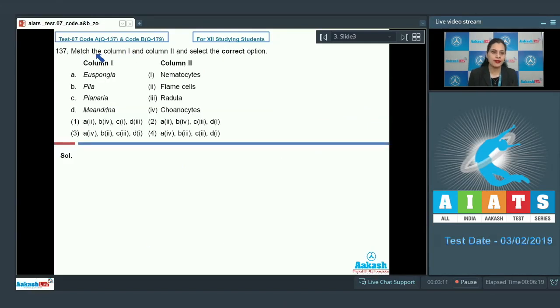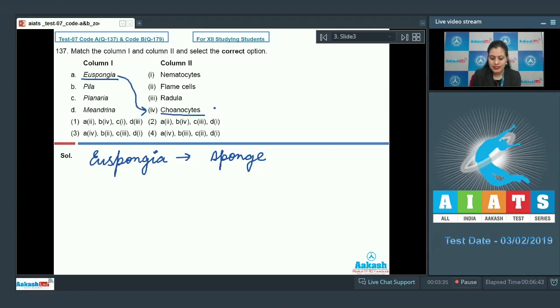Question number 137. Match the column 1 and column 2 and select the correct option. In column 1, the very first option given is Euspongia. And we know that Euspongia is a sponge, and the correct match to this is option number 4, that is choanocytes, because sponges are characterized by the presence of cells known as collar cells or choanocytes, which line the spongocoel and the canals of sponges.